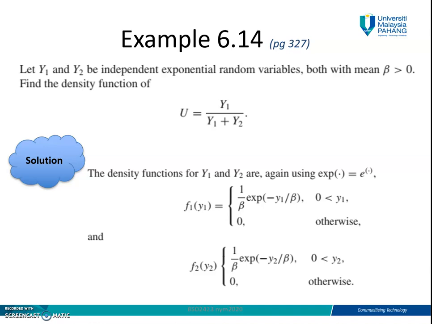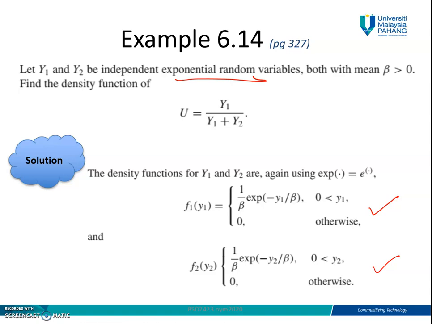So first, you must know the density function for y1 and y2. Since it is mentioned that y1 and y2 are exponential random variables, this is your density function for y1 and y2. You can see that the parameter here is beta, and y1 is greater than 0, y2 is also greater than 0.